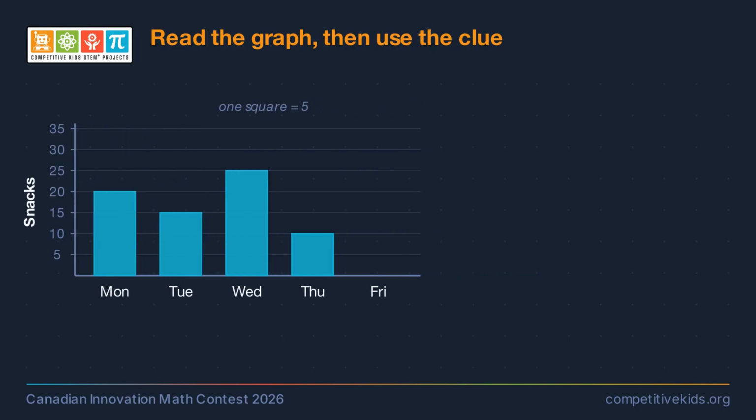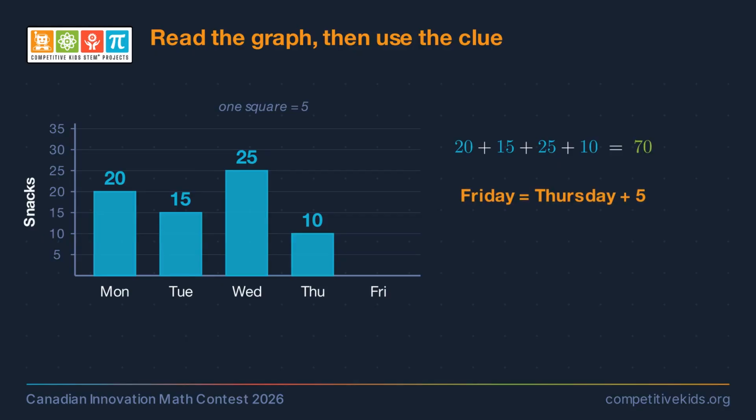Let us read the bars one by one. Monday is 20. Tuesday is 15. Wednesday is 25. Thursday is 10. Now add the 4 days. 20 plus 15 plus 25 plus 10. That is 70. Now we use the clue.